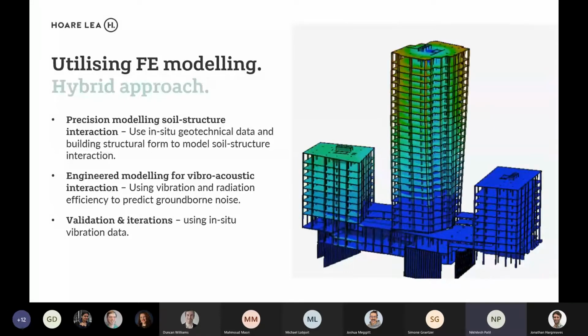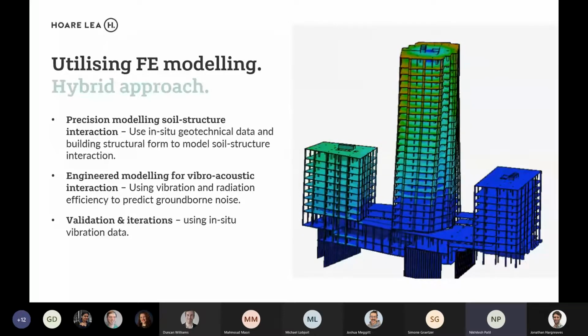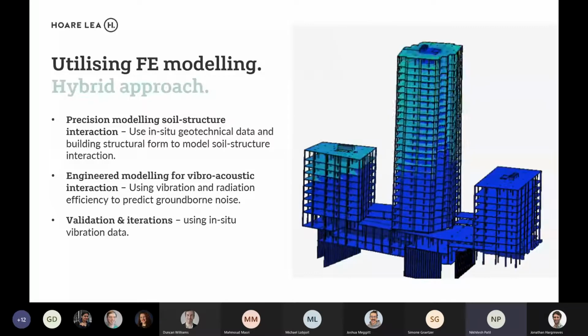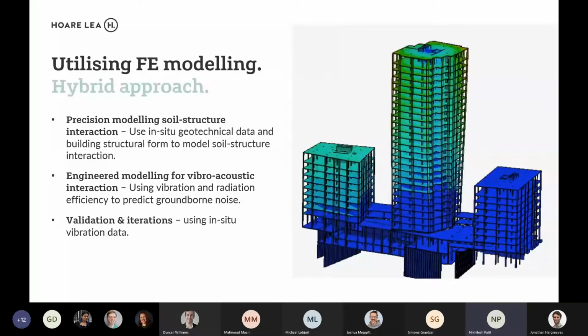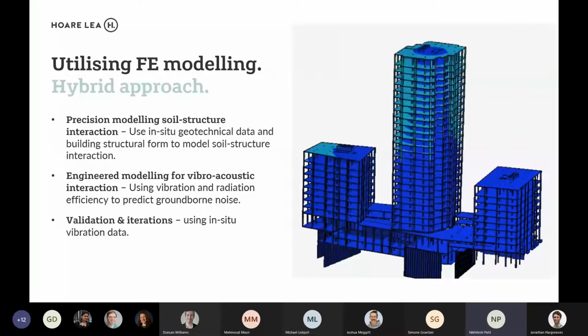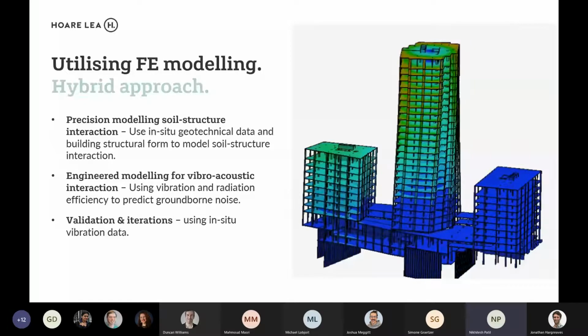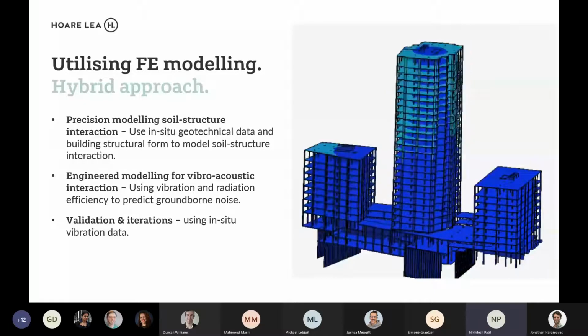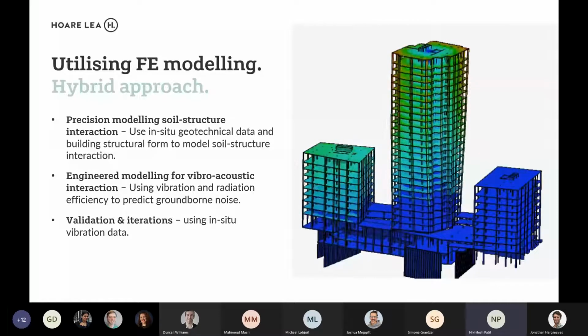For validation, we would have some in-situ data that we measure during these stages that we check against what our model is giving us and reiterate based on that. So in all, it's an iterative process of using site data and different modeling strategies to finally get what levels of ground-borne noise we can expect in a bigger development.